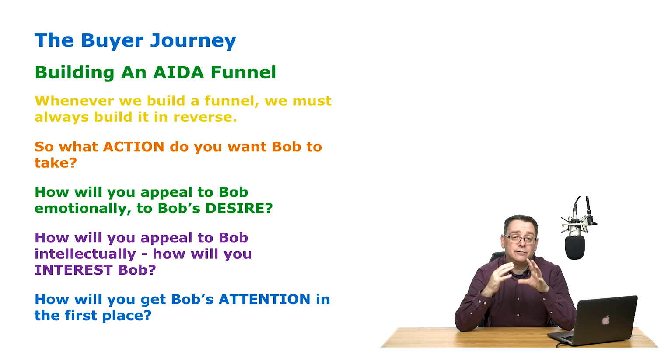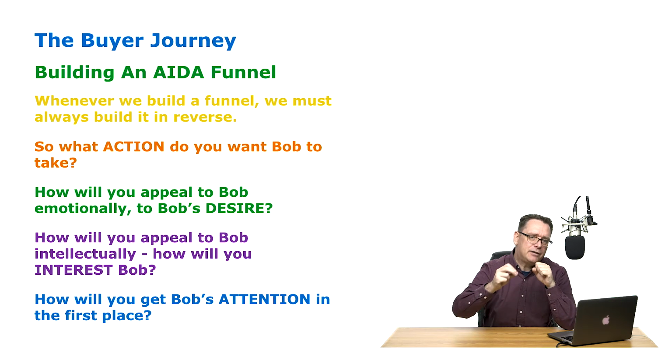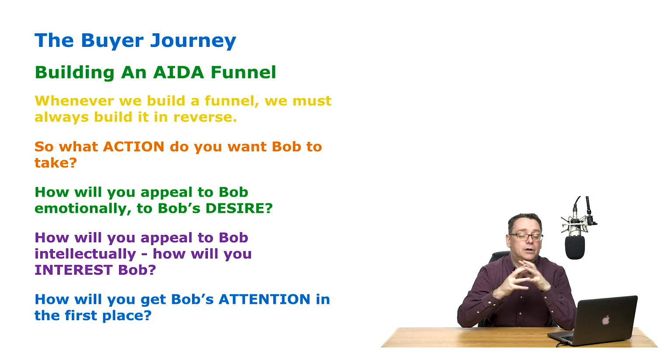So when we build an AIDA funnel, we always figure out what the end destination of the buyer journey is, and then we build that journey in reverse. And then when we present it to Bob, obviously we present it in its normal order. But in terms of planning, always start with what is the action you want Bob to take, and be very, very specific about that, and then build everything to lead people to that end.